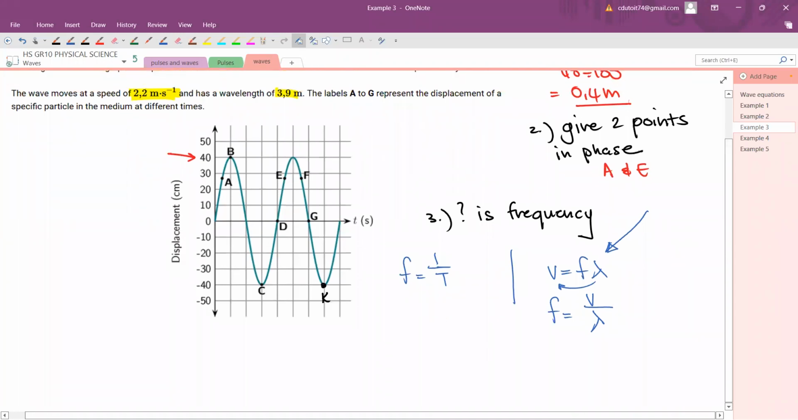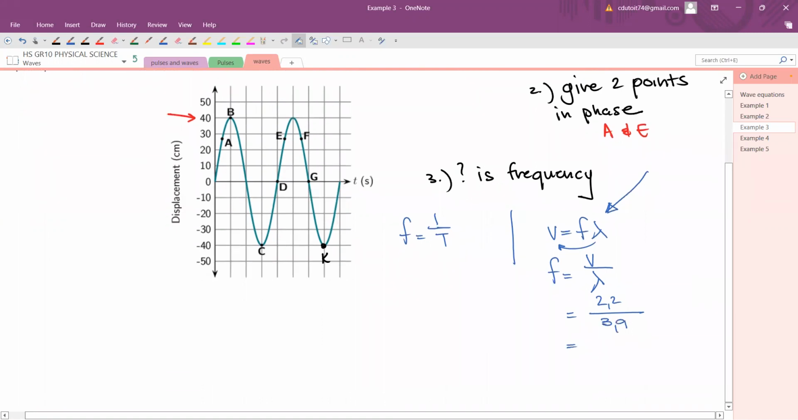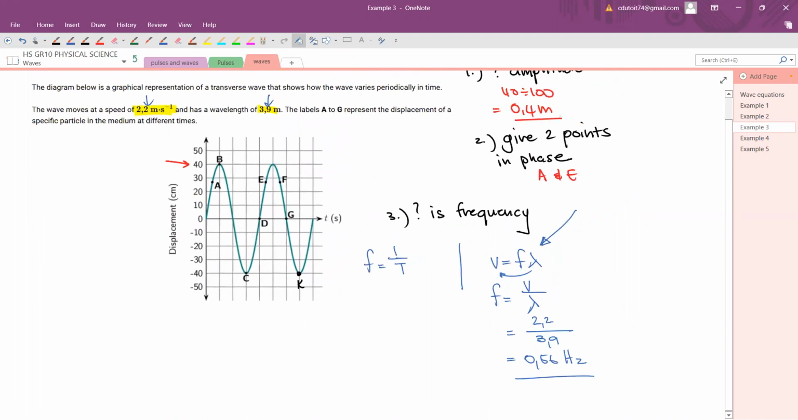I have the velocity, they've given that to me. It's 2.2. I have the wavelength, they've given that. That's 3.9. What do we have there? 0.56 hertz. That's a very low frequency.